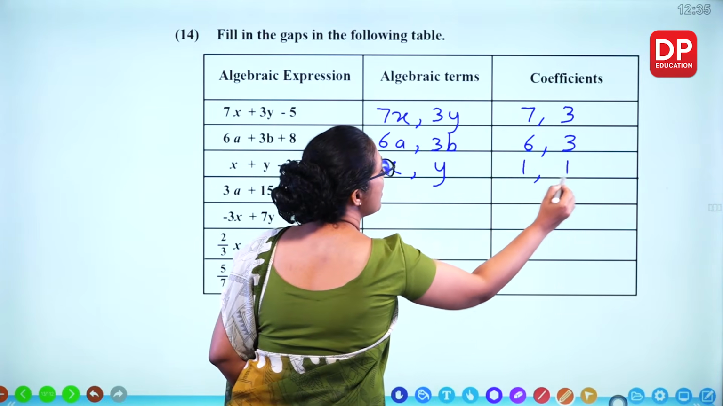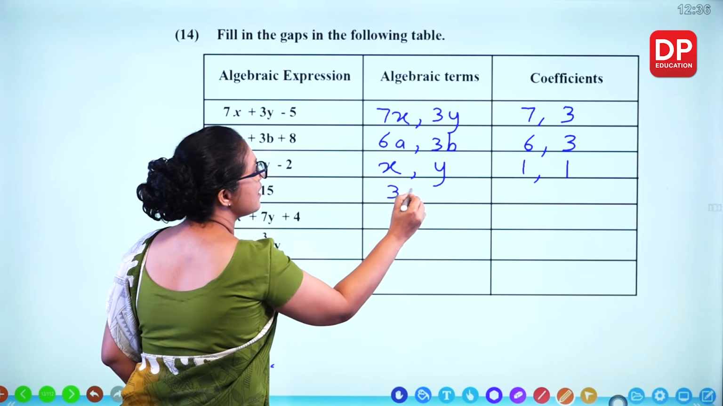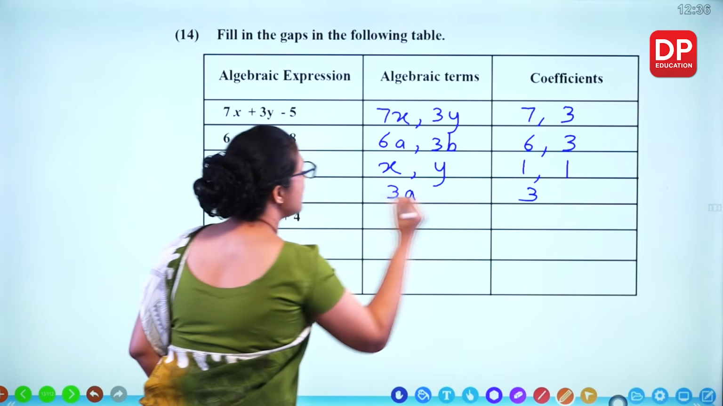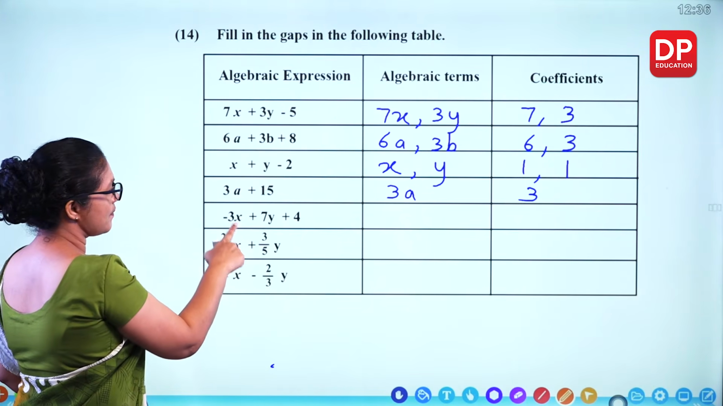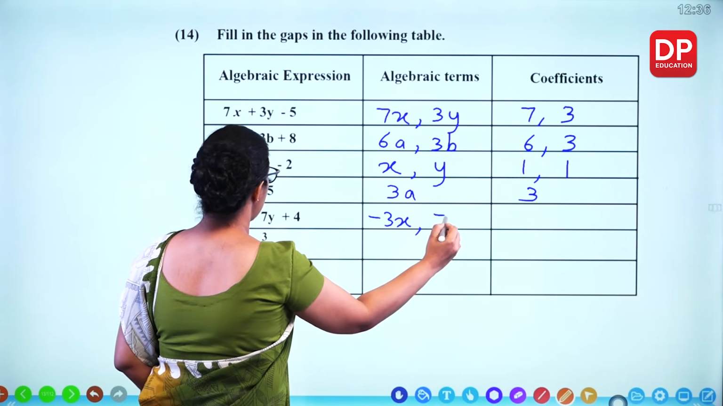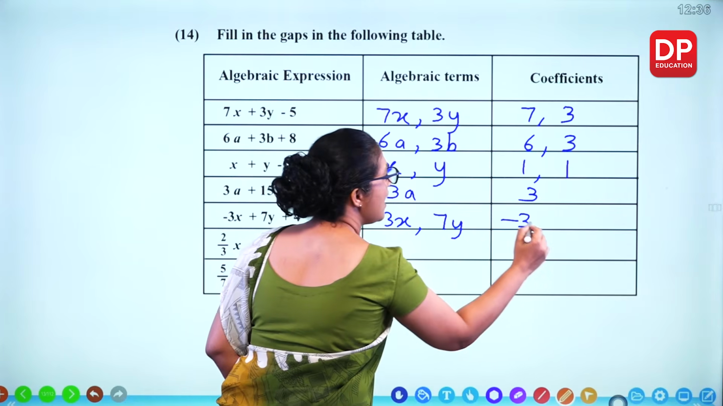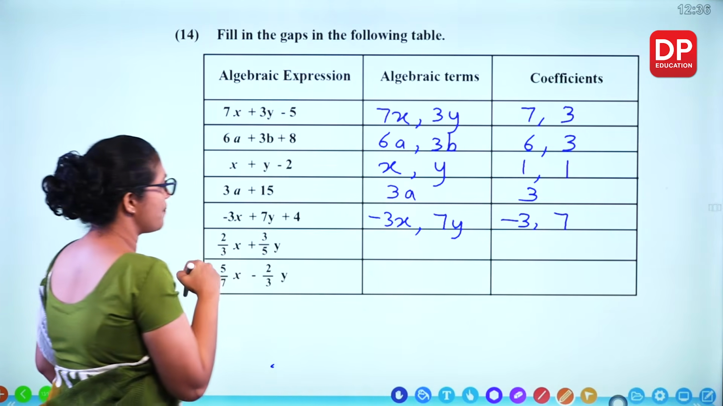Coefficients are 1 and 1. In this one, 3a. Coefficient is 3. This one, minus 3x and 7y. Coefficients are minus 3 here and 7.